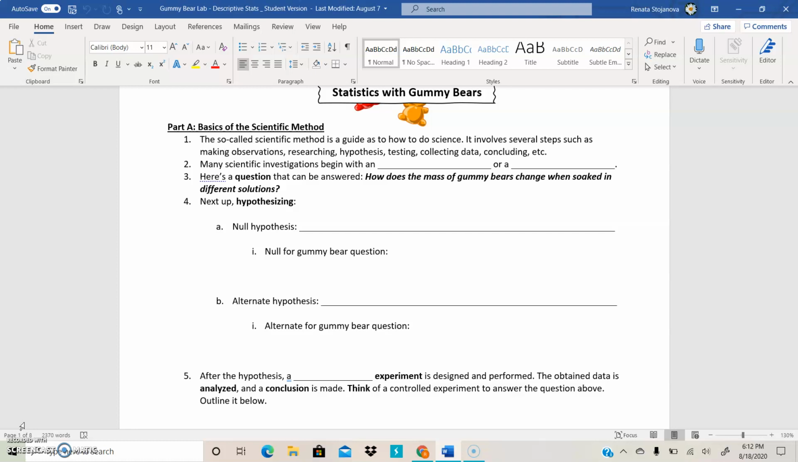And this alternate hypothesis does claim correlation or some relationship between the two variables. So we're saying that one variable does affect another. So in this case with the gummy bears, we could say that the mass of gummy bears will increase or the mass of gummy bears could decrease. So we are showing correlation between the two variables.